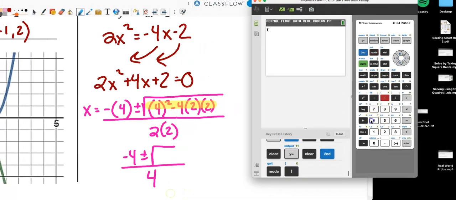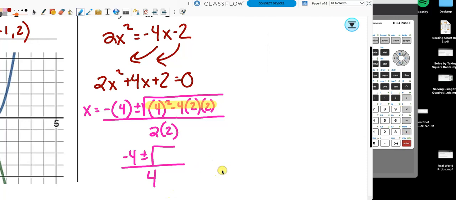So I would do parentheses 4 squared minus 4 times 2 times 2. That gives me a 0. Okay? So under the parenthesis, or under the square root, I have a 0. The square root of 0 is just 0.